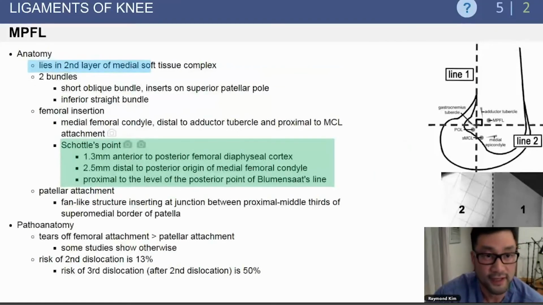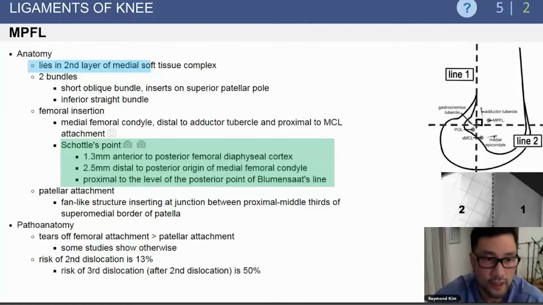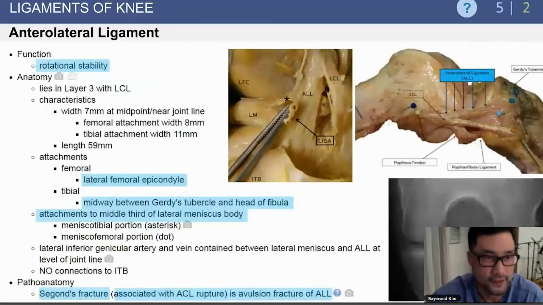Anatomically, this lies in the second layer of the medial soft tissue complex. The sports docs, as they're reconstructing this ligament, will attach the ligament to Schottle's point, which is defined by a point that's 1.3 millimeters anterior to the posterior femoral diaphyseal cortex, 2.5 millimeters distal to the posterior origin of the medial femoral condyle, and proximal to the level of the posterior point of Blumensaat's line.